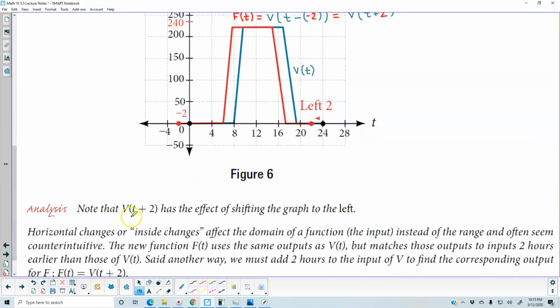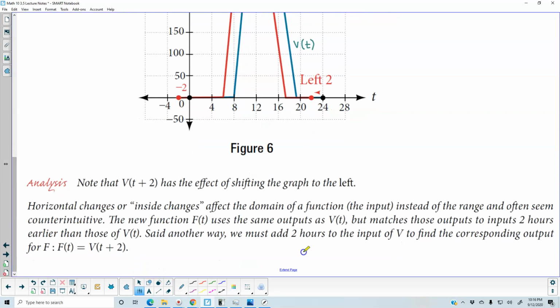So note that v of t plus 2 has the effect of shifting the graph to the left. Horizontal changes or inside changes affect the domain of a function, the input, instead of the range, and often seem counterintuitive. The new function f of t uses the same outputs as v of t, but matches those outputs to inputs 2 hours earlier than those of v of t.